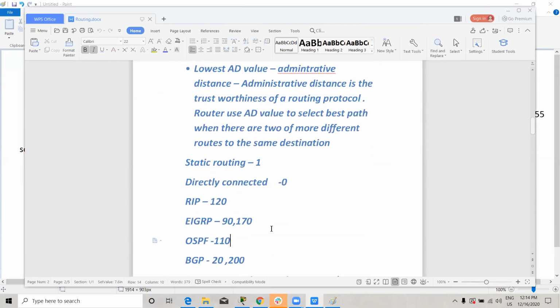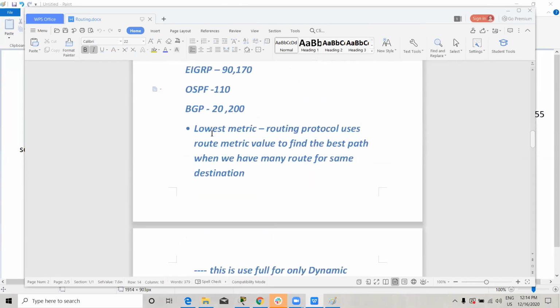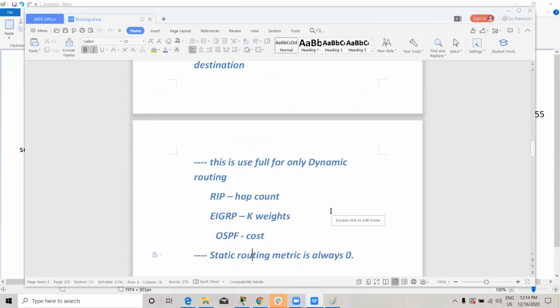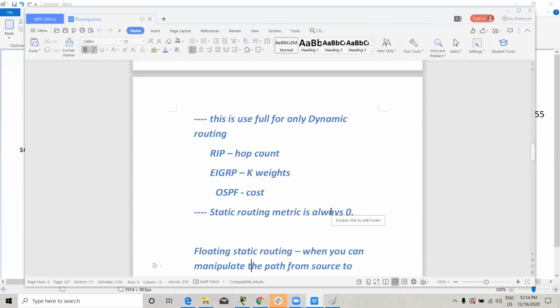If the AD value is also the same, then we prefer the lowest metric. A routing protocol uses the route metric value to find the best path, but metric is useful in dynamic routing, because for static routing the metric is always 0.